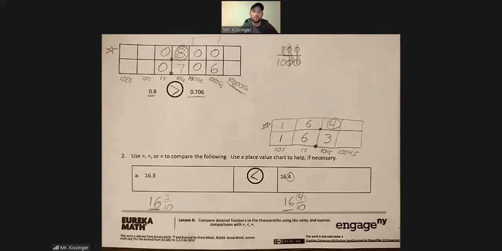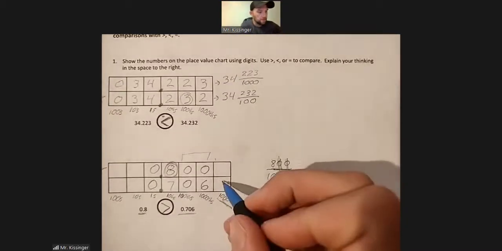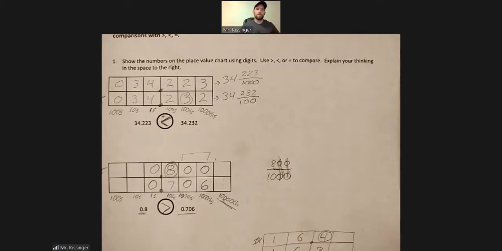So we showed a couple different strategies that we can use to compare decimal fractions, at least up to the 1,000th place. But like I was saying, if we can go to the 10,000ths, we can go to the 100,000ths. It's going to be the same thing right down the line. So that should help you understand how to compare numbers that are expressed as a decimal a little bit easier.